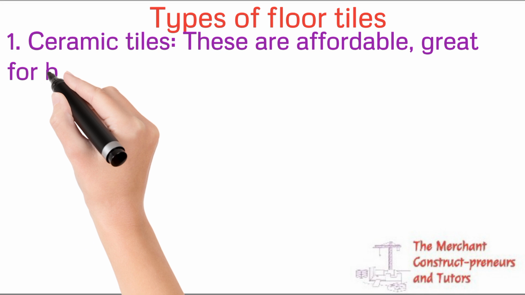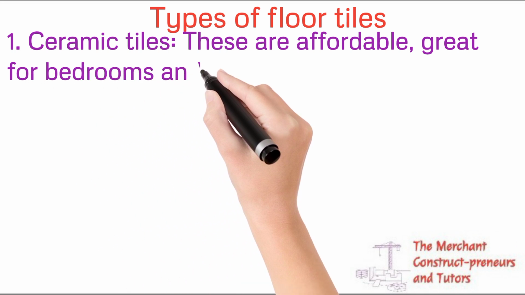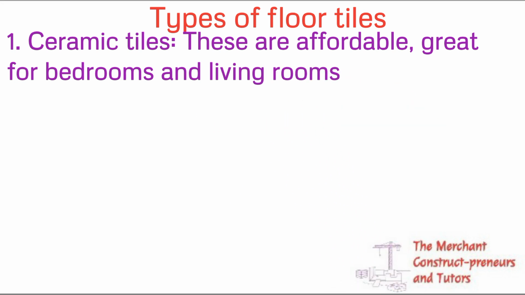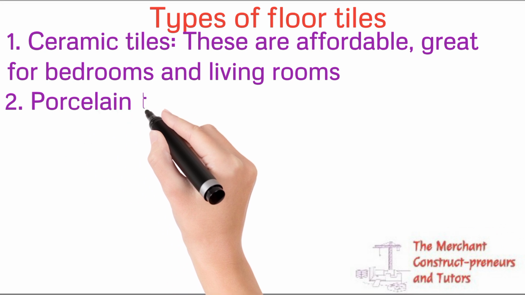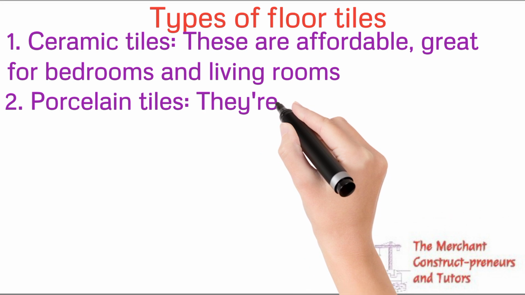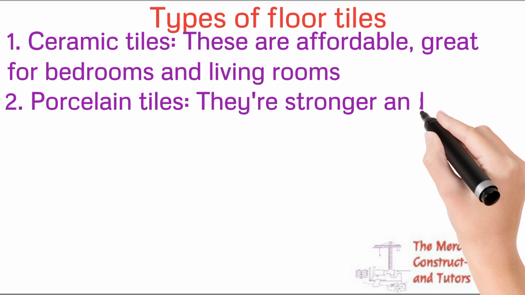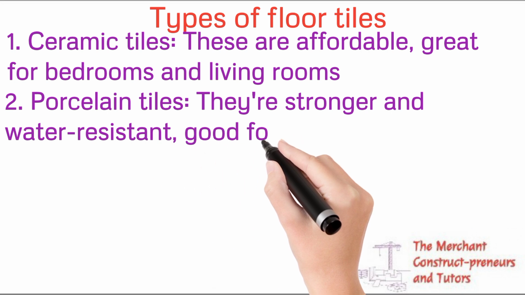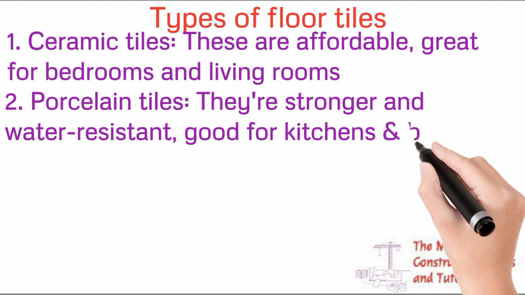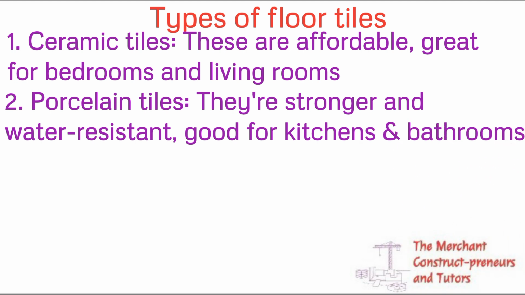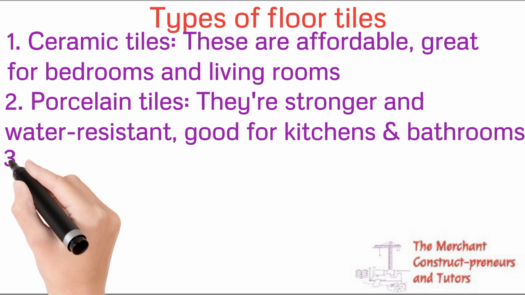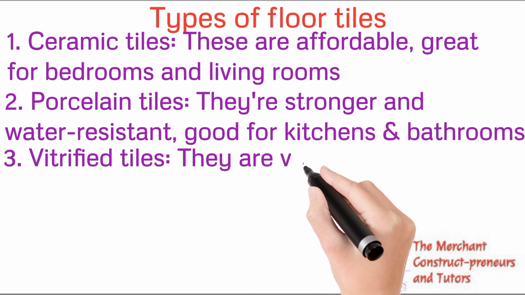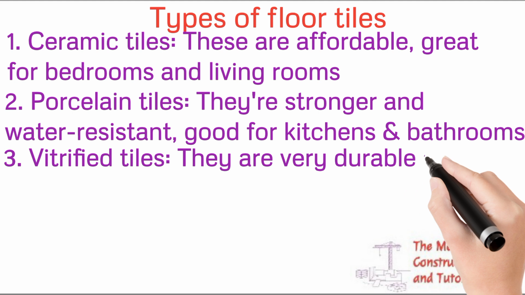Okay, so let's look at the types of floor tiles. There are different types of floor tiles, and they are used for different purposes, different locations in a building. Look at the first one, that's the ceramic tiles. The ceramic tiles are affordable and are great for bedrooms and living rooms. So if you want to get tiles, you know where and what type of tile you need for different areas. Then the porcelain tiles, they are stronger and water resistant. They are good for kitchen and bedrooms, right?